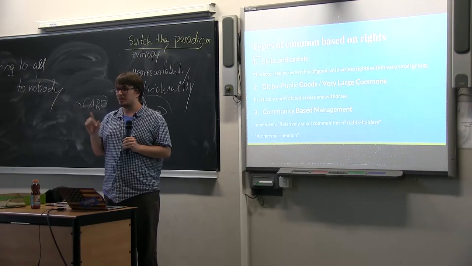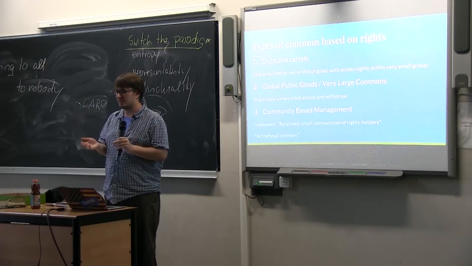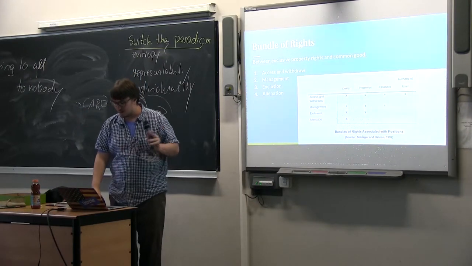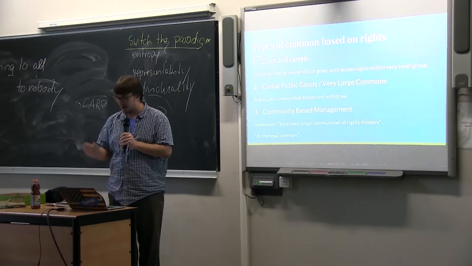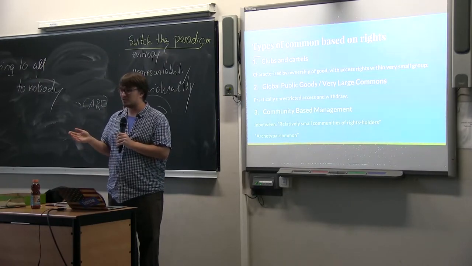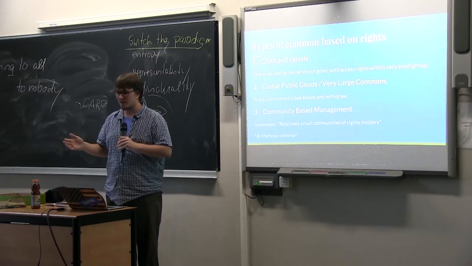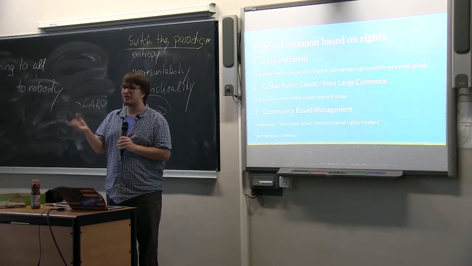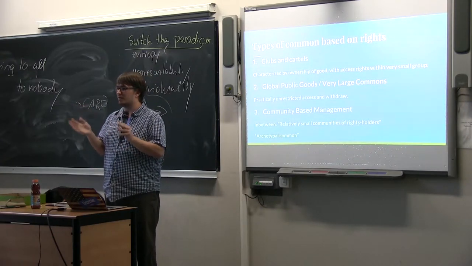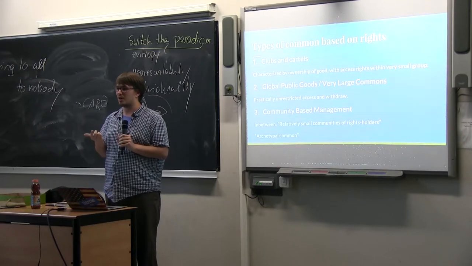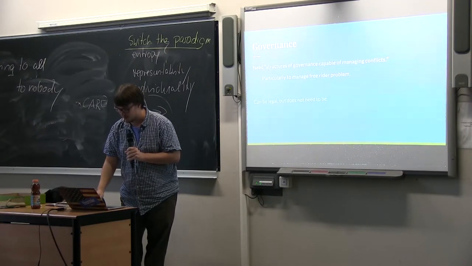So the smallest would be clubs and cartels, which would be characterized by either ownership or very, very small, limited access to the commons. So if you have someone who is the owner of the commons but then allows a few other people to access it, that's what would be in mind with a club. Then very large commons, which could be something like the ocean, where everyone has access rights effectively, because it's almost impossible to stop people, even if there are some rules around it. And then community-based management. This is sort of the in-between perfect zone where we generally talk about the typical commons cases, with relatively small communities of rights holders.